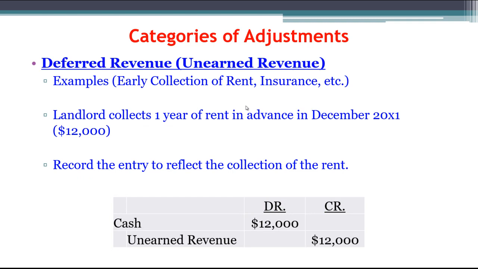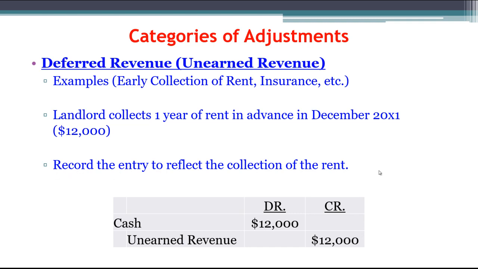So now let's flip to the other side with deferred revenue. We talked about deferring expenses with the prepaids. Now we're deferring revenue with the unearned revenue. So with this one, we're the landlord, maybe, or we're the insurance company. We've collected rent early. Somebody prepaid rent for us. We're an insurance company, that's just by nature. It's almost always a prepayment. So here we've collected 1 year of rent in advance in December of year 1, for $12,000.